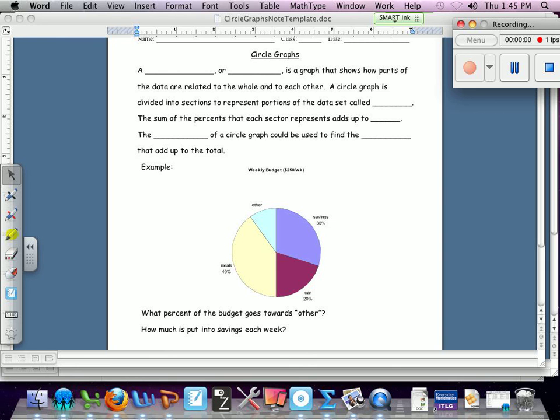Circle graphs. A circle graph or pie chart is a graph that shows how parts of the data are related to the whole or related to each other. You can quickly compare and see that something is twice as much as something else, or it's only about a fourth of the total and that sort of thing.